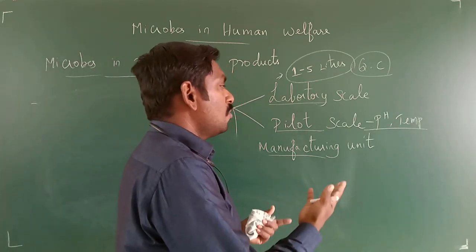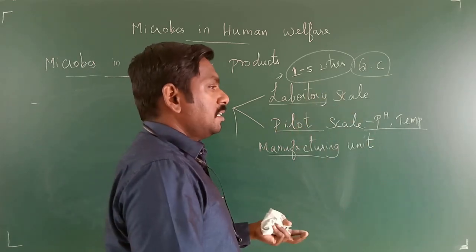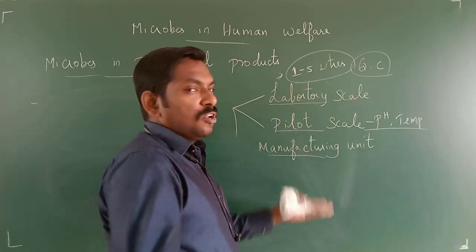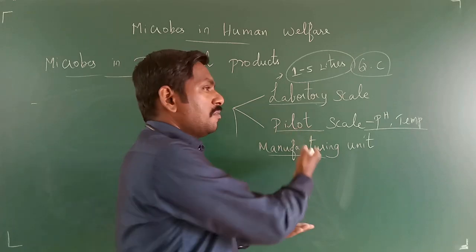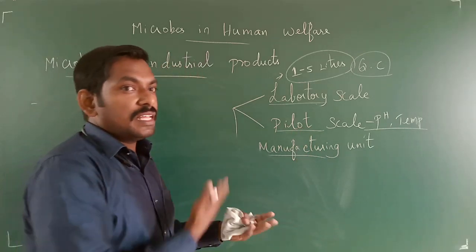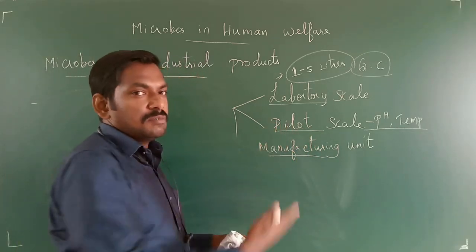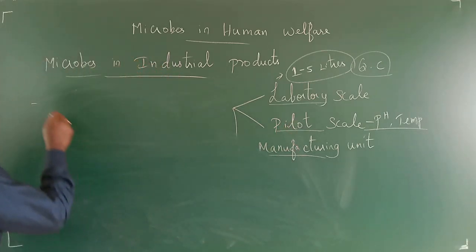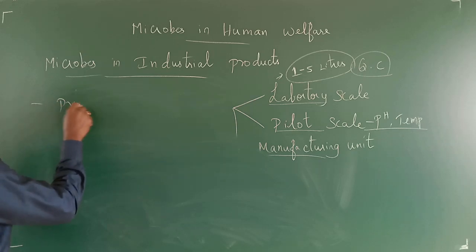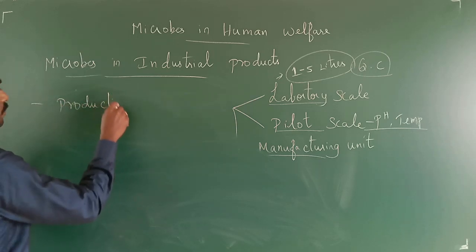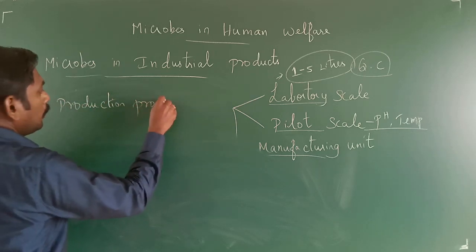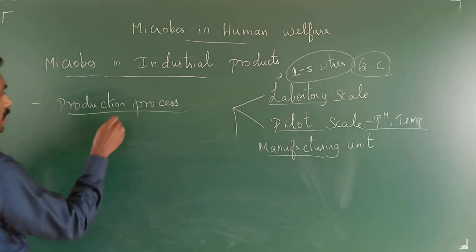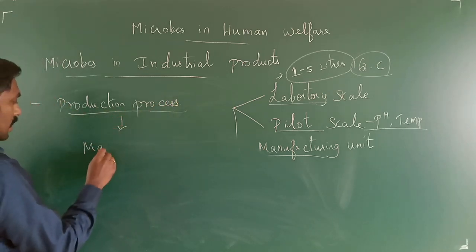And they decide the pilot fermenter volume, and whether it should be made up of various metals, whether the metal will be reactive with the microorganisms. Those things they will study in the pilot scale. And the manufacturing unit is called the production process.